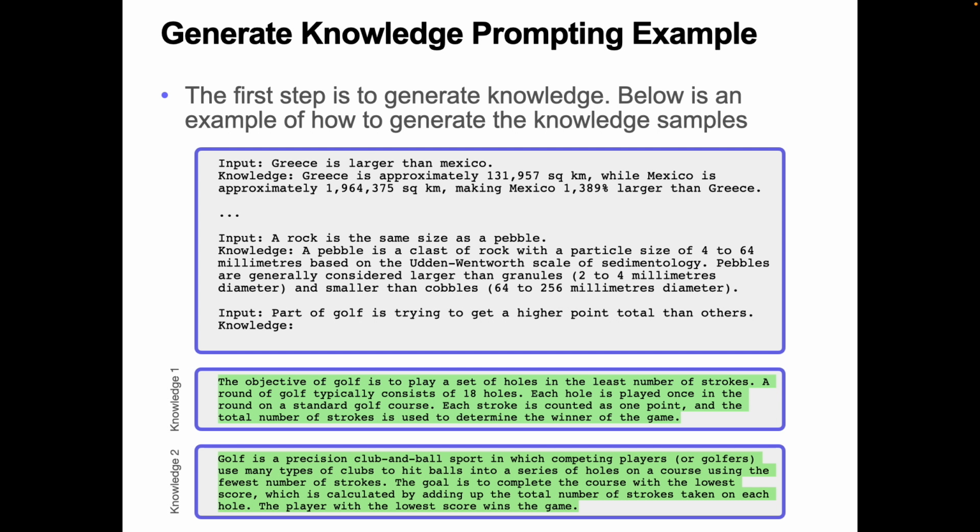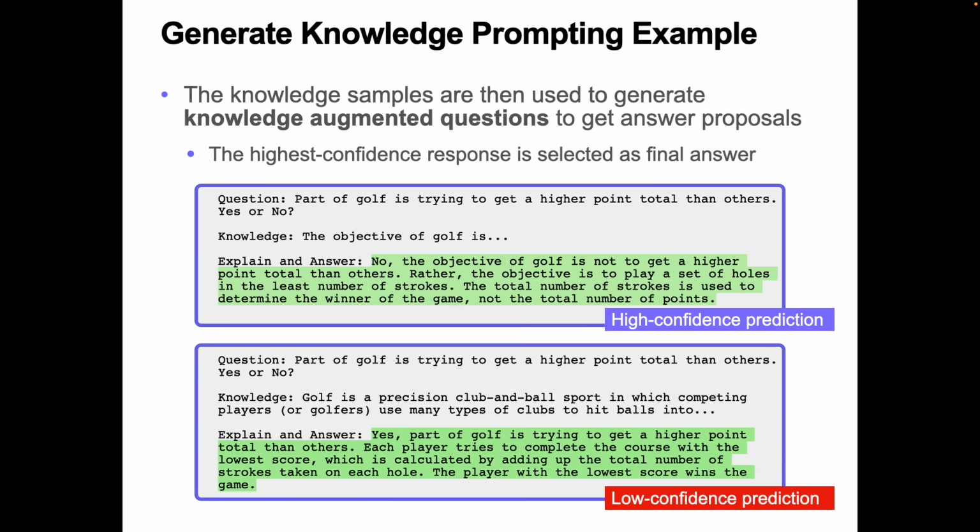In order to help the model with that, we may be able to pass it some knowledge to get to the right answer. Before getting to the final response, we can use the model to generate some knowledge first, and then augment the question with that knowledge to get to the answers. So the second step would look something like this. The knowledge samples that you generate in the previous step are used to generate the knowledge-augmented questions to get some answer proposals for the particular question at hand.